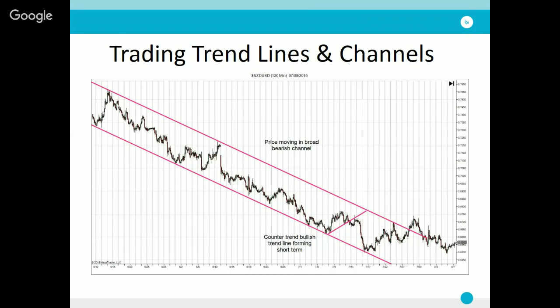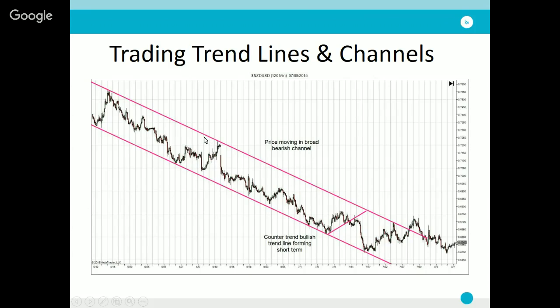Okay, so we can see here in this example that we have the New Zealand dollar moving lower within a broad bearish channel, rotating between the upper and the lower channel lines. And as we continue to move lower, at this point here, we start to get an interesting formation, because as we grind higher and start to correct higher, we can actually identify a counter trend bullish trend line, okay?